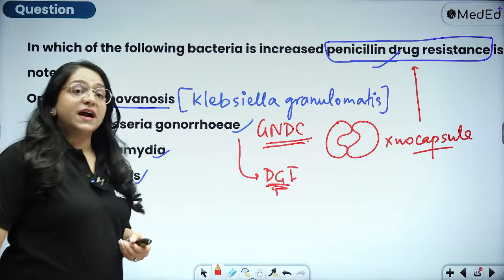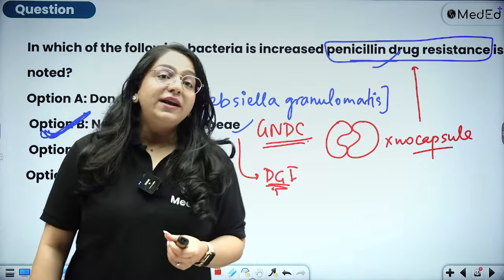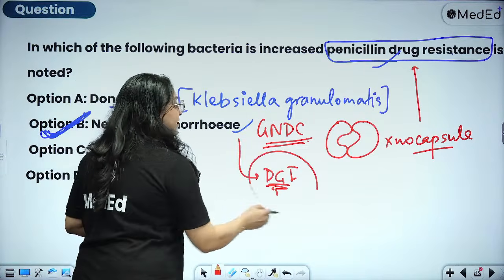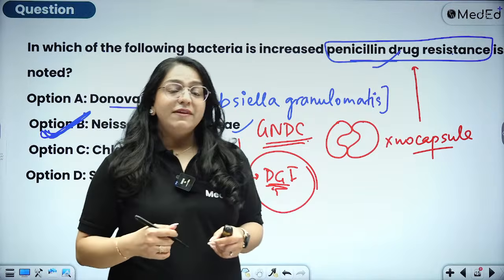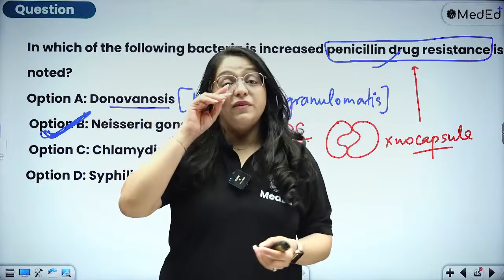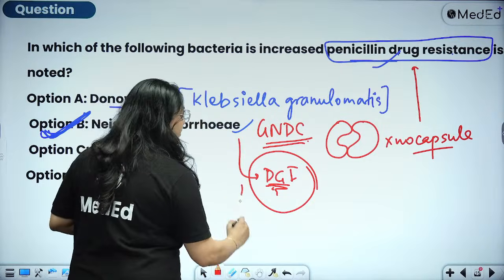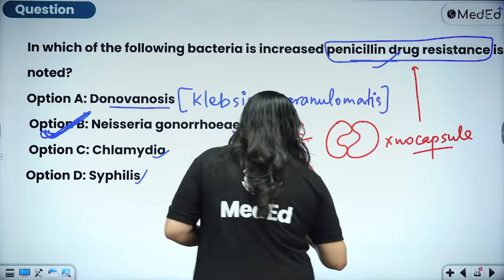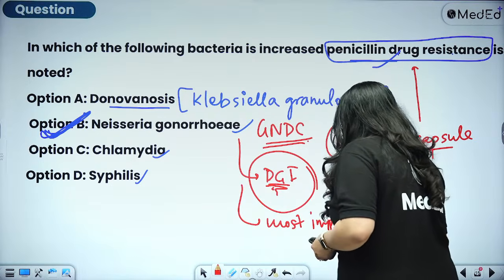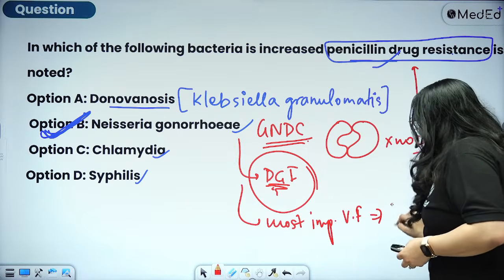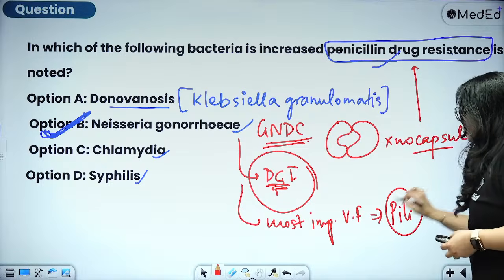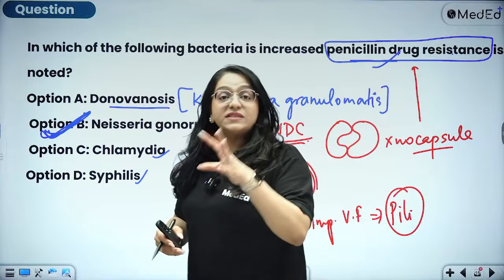And what are the risk factors? I have a question coming up for it. What happens in disseminated gonococcal infection? The Neisseria infection goes and spreads everywhere. We know that the most important virulence factor for Neisseria gonorrhoeae is the pili, which help in adhesion to all mucosal surfaces.